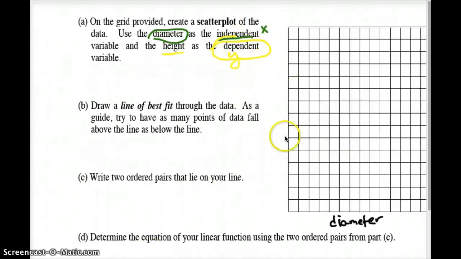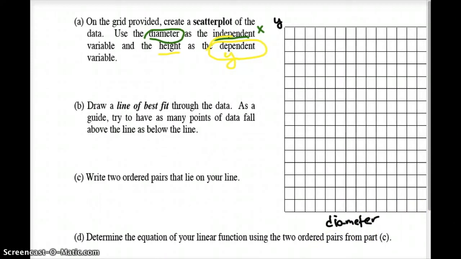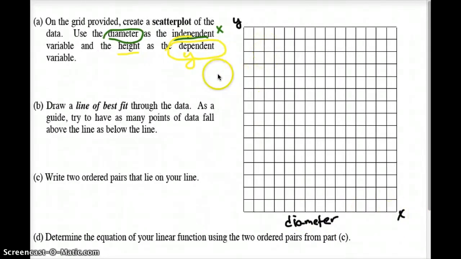And then we're going to go over to the y-axis. So let's just put a little y up here. I actually wrote a little x out there, you just can't see it. There it is. Now you can see it. And this is going to be our height, H-E-I-G-H-T. Okay, so we have them labeled.